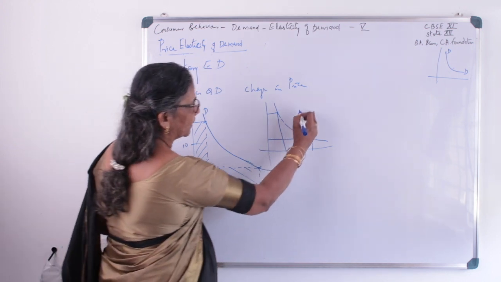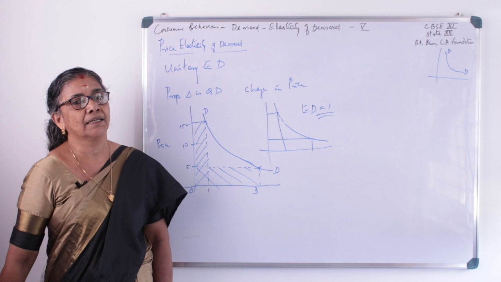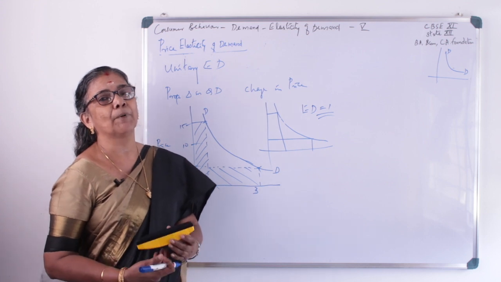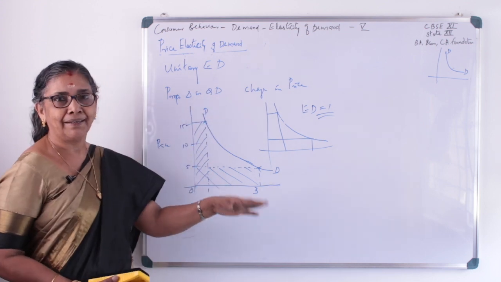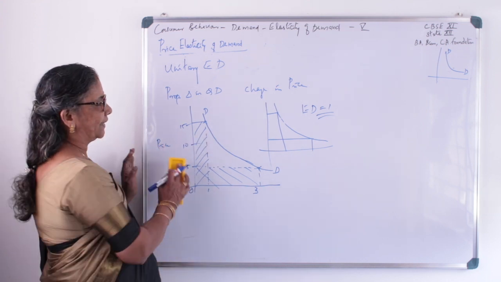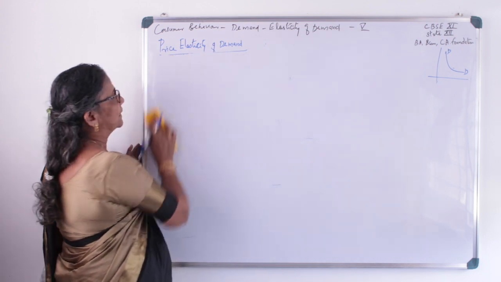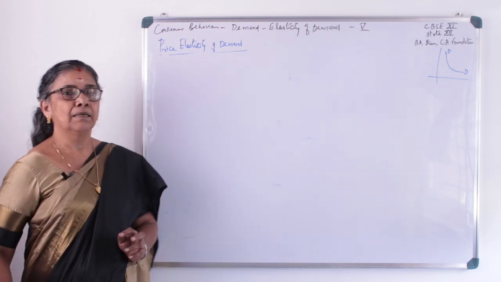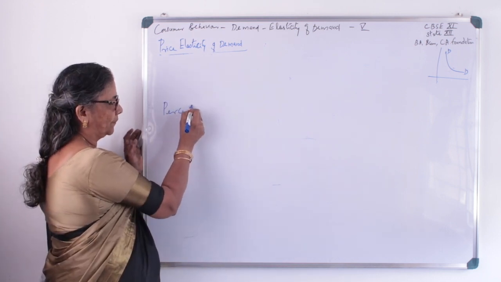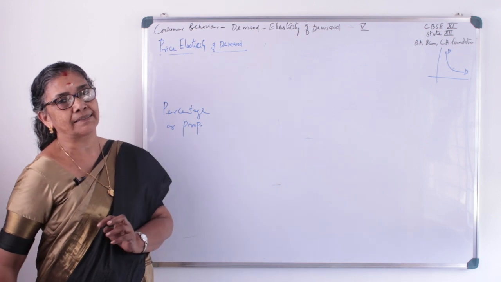In the case of unitary elastic, elasticity of demand is equal to 1. So these are the 5 kinds of price elasticity of demand, and this comes under the proportionate method of elasticity of demand. That is how we are getting elasticity of demand equal to 1. Or in another way also we can say, what is the percentage method of elasticity of demand. Next one is the percentage or proportionate method of elasticity of demand.